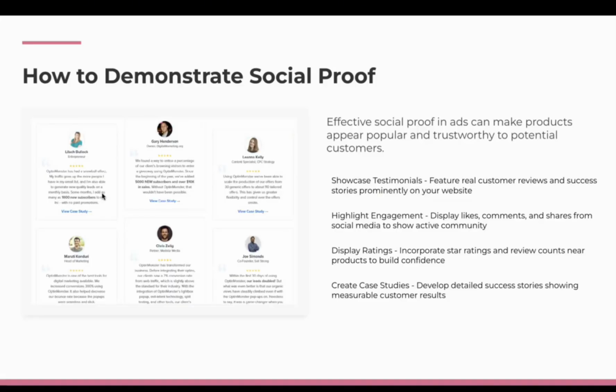Well, social proof in ads can be shown by having many likes, comments, shares, and testimonies, making the product appear popular and trustworthy to new customers. So it's very important to have. You're able to showcase testimonies, how real customers feel, what was their success story. You're also able to create case studies that demonstrate detailed success stories showing measurable customer results.